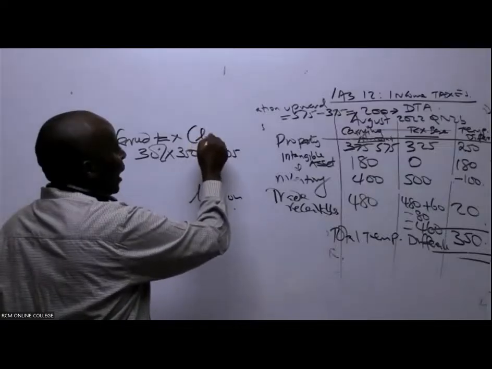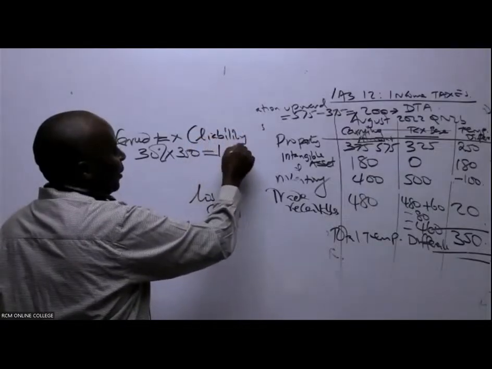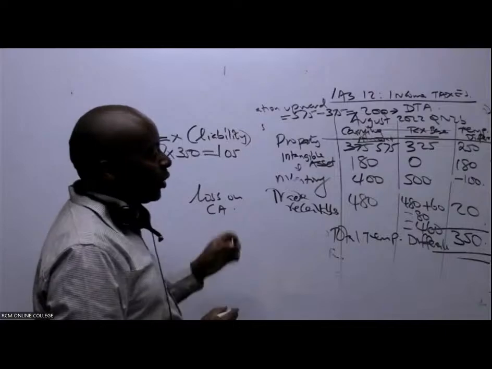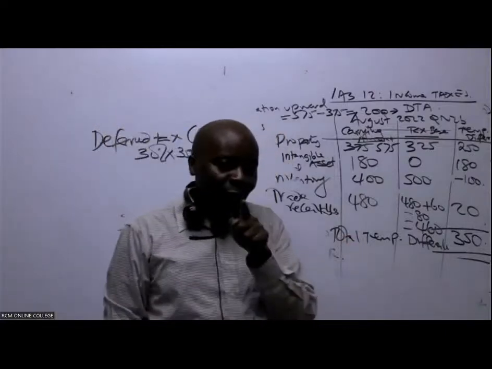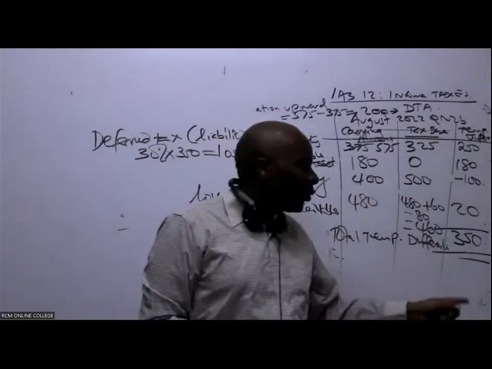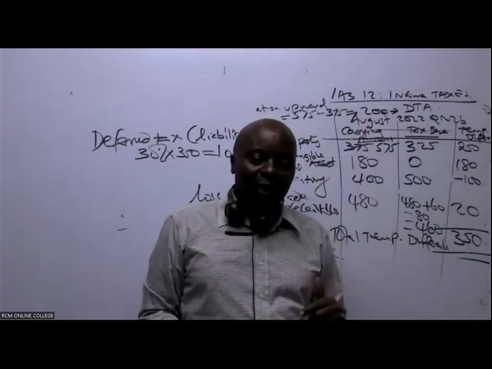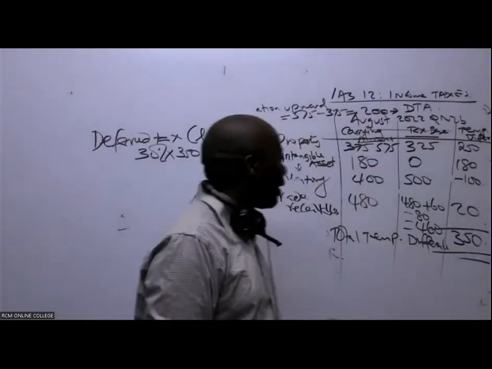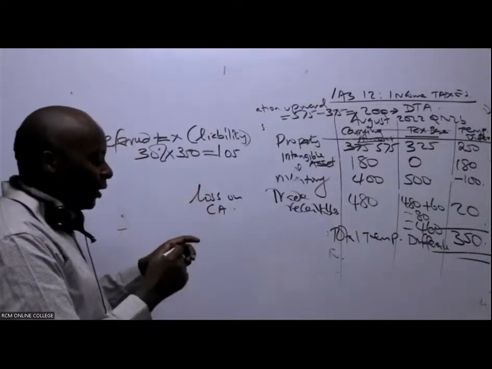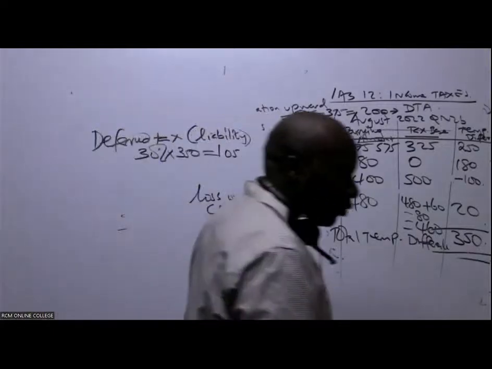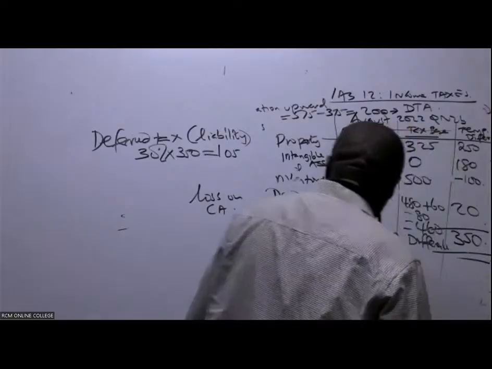And remember, this is a liability, because whenever the temporary difference is positive, that's like a profit, so you'll have to share it with the taxman in the future. So this is deferred tax liability. If it was negative, I would have called it a deferred tax asset.